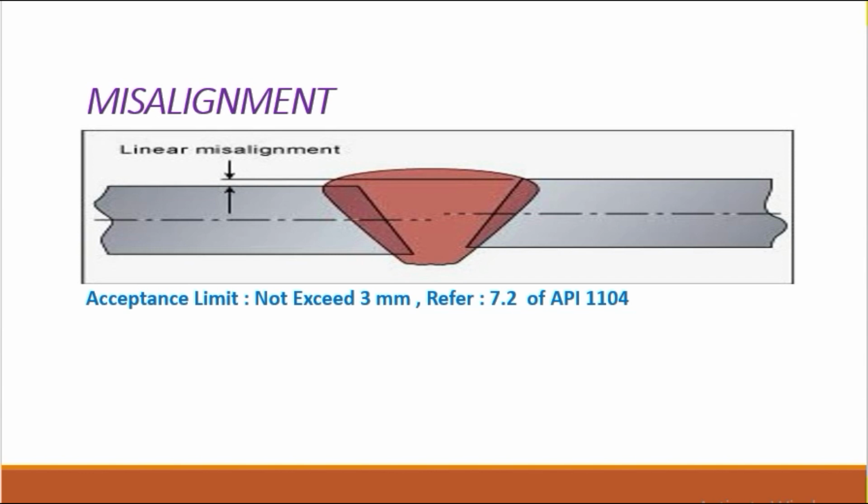What will happen if it is more than 3 mm? When the welding is done at the time of root welding, there will be a problem of fusion. That is why only 3 mm is mentioned. If the misalignment is more than 3 mm, the penetration will not be done properly, and maybe fusion will not be done in the root condition. So this is the misalignment. The acceptance limit is not to exceed 3 mm.